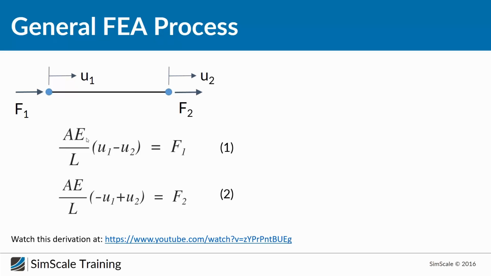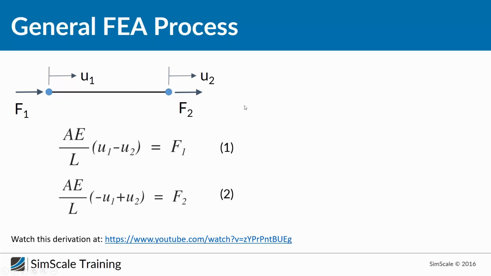And E is the Young modulus, which is describing the stiffness of the bar. And A is the cross-section area, L is the length of the bar. So A divided by L is something like a one-dimensional density, massless density, let's say. And you can take a look and watch this derivation. There's a very nice video on YouTube.